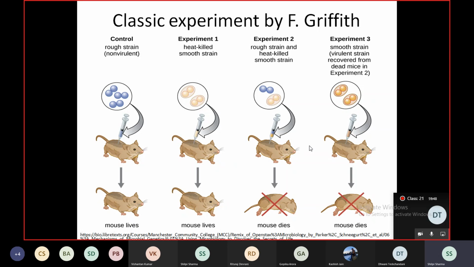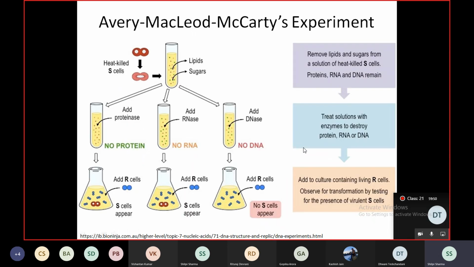It was the next set of experiments which were conducted by Avery, MacLeod, and McCarty. What they did was they prepared cultures containing the heat-killed S strain. They removed biomolecules. They removed lipids and carbohydrates from the solution of the heat-killed S strain. And then they treated the solution with different digestive enzymes, so basically removing components in a stepwise manner. They added proteinases for removal of protein, RNases for removal of RNA, and DNases for removal of DNA.